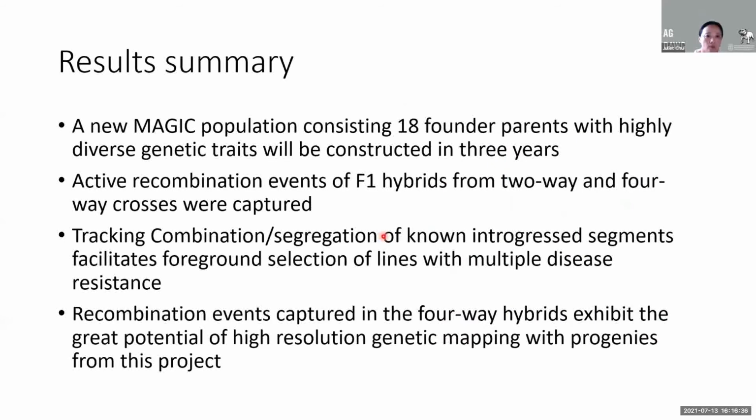In summary, we are constructing a new MAGIC population consisting of 18 founder parents with highly diverse genetic traits. Active recombination events of F1 hybrids from two-way and four-way crosses were captured, and tracking the segregation of the known introgression segments facilitates foreground selection of lines with multiple disease resistance. Recombination events captured in the four-way hybrids show the great potential of high-resolution genome mapping with progenies from this project.